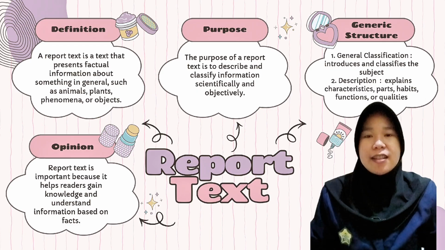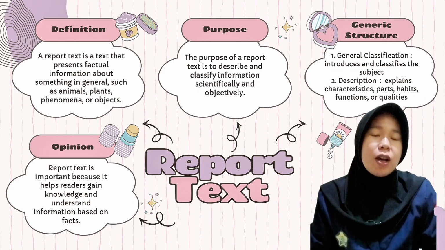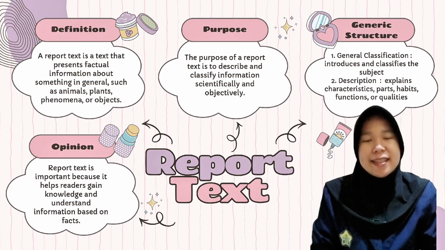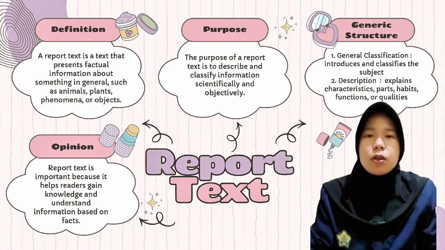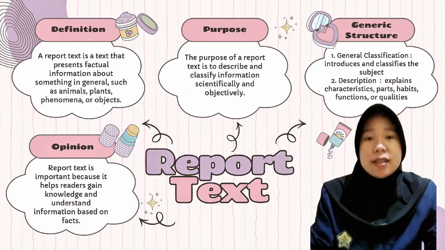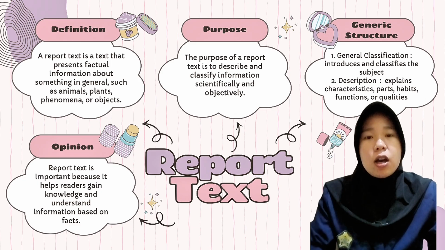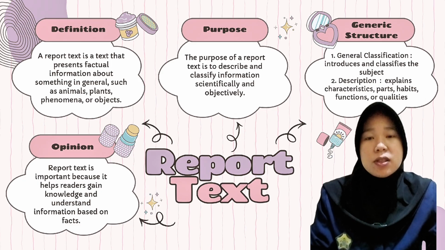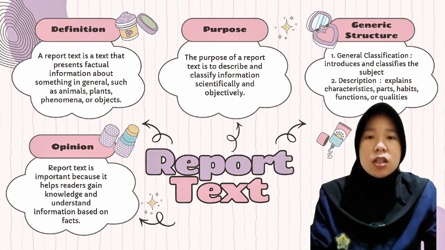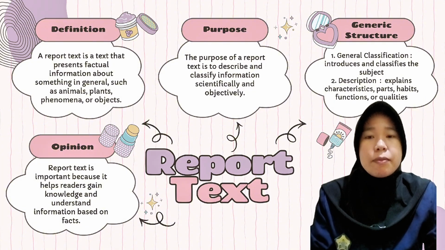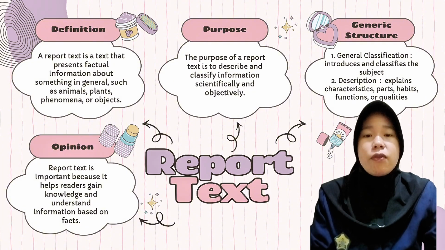Okay, after discussing procedure text, now I will explain report text. And also, I will give an example of this. So, what is report text? A report text is a text that presents factual information about something in general, such as animals, plants, phenomena, or objects. It means report text gives real information based on facts, not personal imagination or opinion. For example, animals like rabbits or cats, planes, or phenomena.